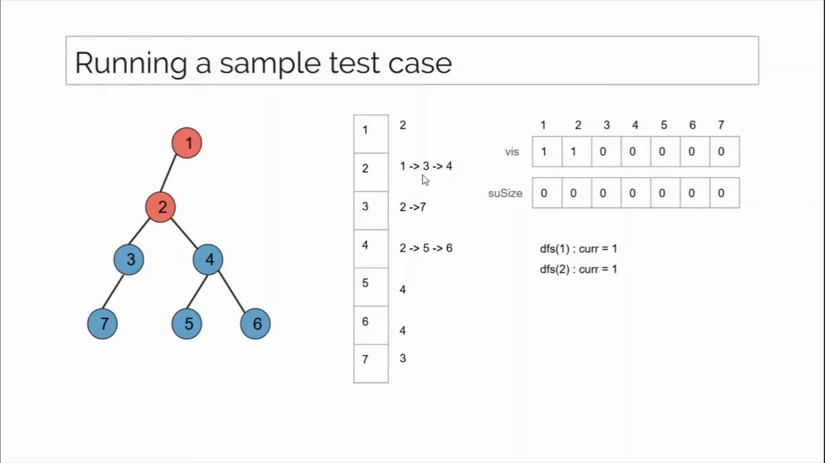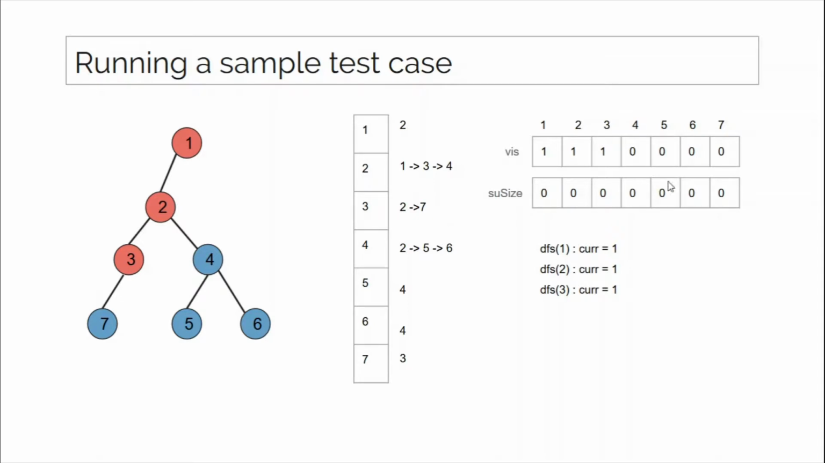Now we would move on. There is 3, so we would make a DFS call to node 3. So 2 would make a DFS call to node 3. Whatever it returns, it would add into its current. Now we are on node 3, so we would mark it as visited, and node 3's current would be 1 again. In the adjacency list of 3 there is 2, but 2 is already visited, so it must be its parent. Then we would move on to 7.